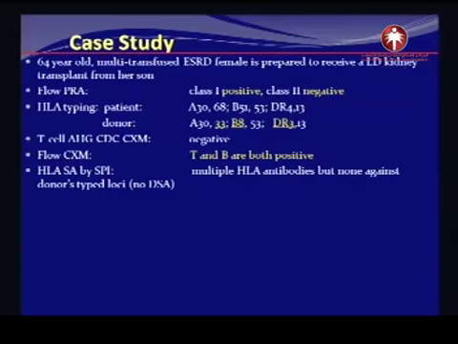Okay? Clear? So we have a lady who was exposed to a sensitizing event, being transfused multiple times, definitely sensitized to class 1, but negative to class 2. She had 3 antigen mismatch with her son. She had negative T-cell AHG-CDC and positive T and B flow cross-match. Both are positive, and the single antigen testing revealed no DSA to the typed loci. Clear?